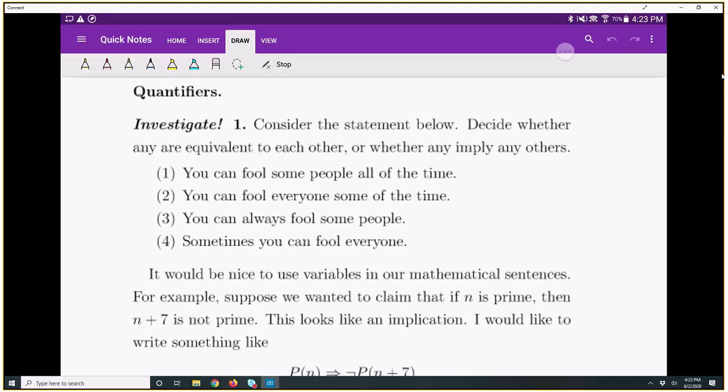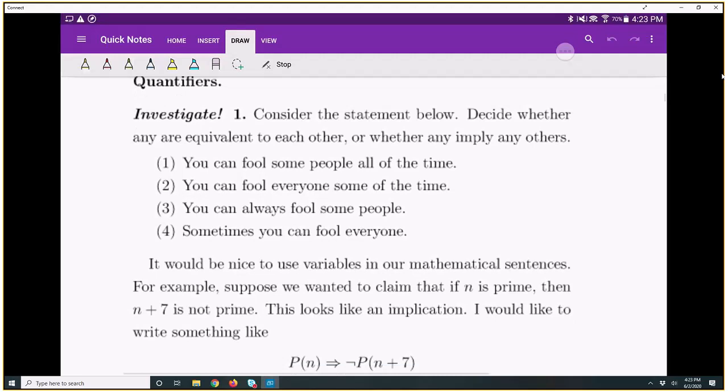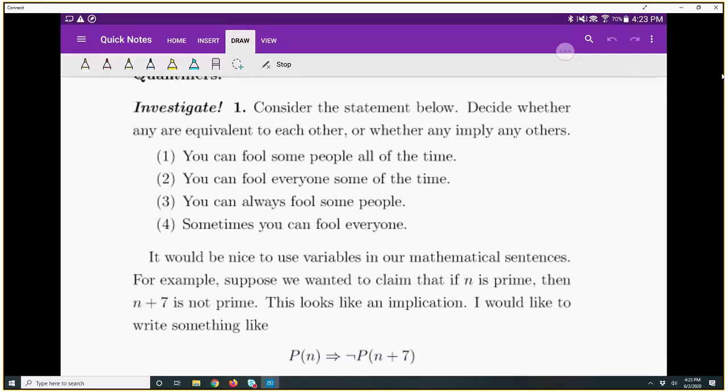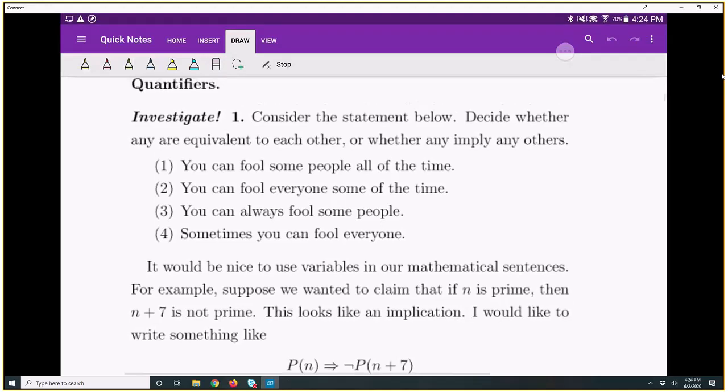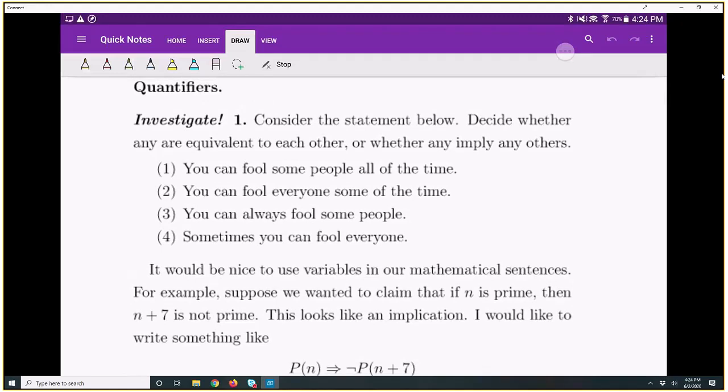They're not exactly the same. They sound very similar, but in the one case you have some people, a group of people that you can fool all of the time, as opposed to all of the time you can find some people to fool. So the difference is subtle there. Similarly, we can think about the relationships between all of these things. But what this is leading up to is the idea of quantifying these logical expressions.